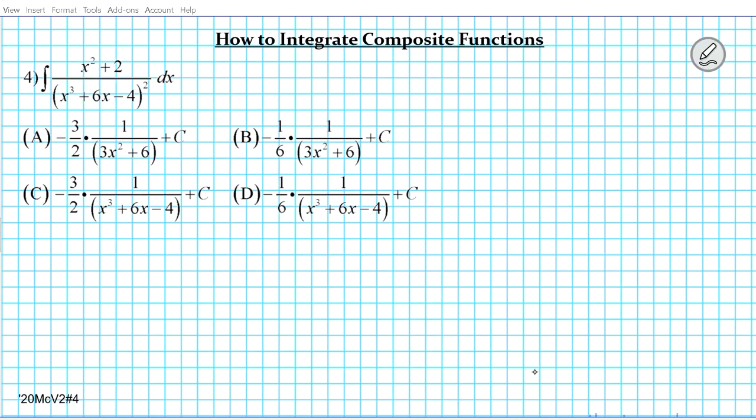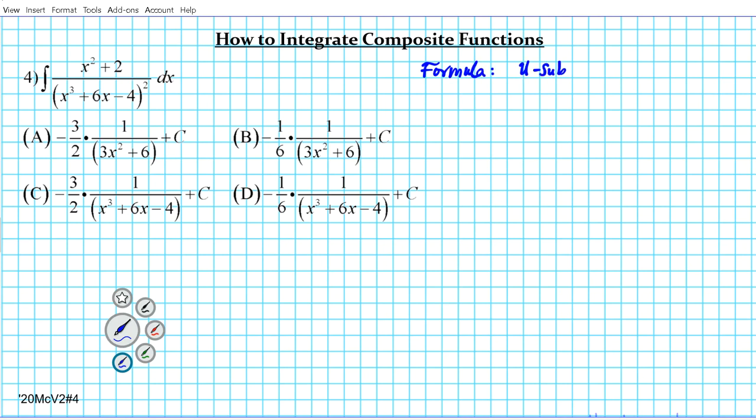On question number 4, we're going to be looking at how to integrate composite functions. In the previous example, number 3, we looked at how to differentiate composite functions using the chain rule. Now, how do you integrate situations like this? We have the indefinite integral of x squared plus 2 over x to the third plus 6x minus 4. Let's take a look at the formula that's going to guide our problem solving process. The formula for integrating functions like this is known as the U Substitution integration technique.